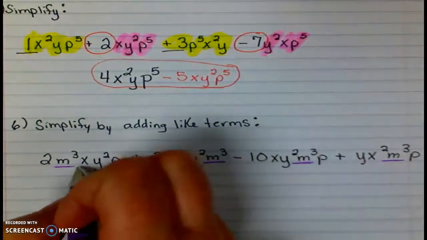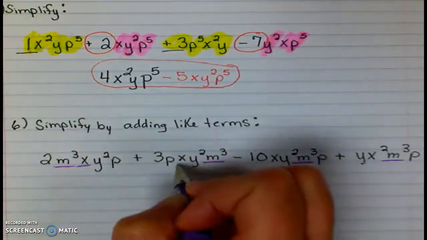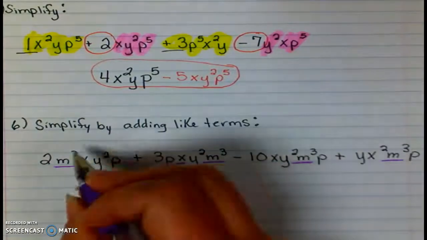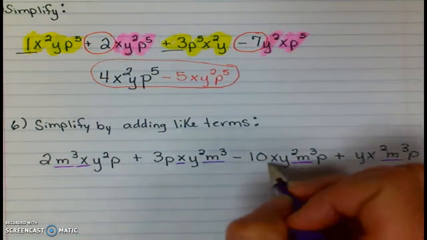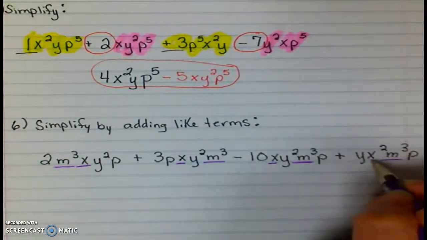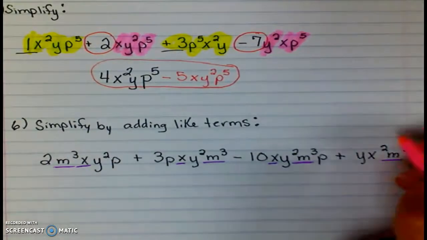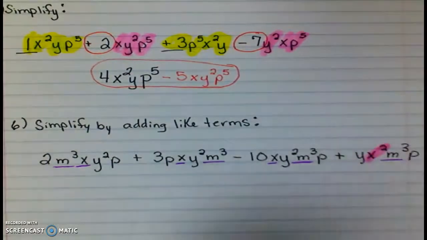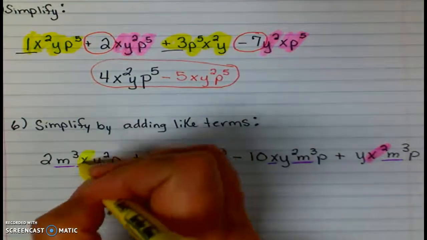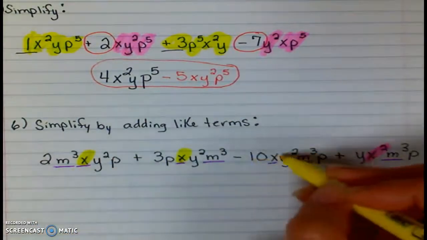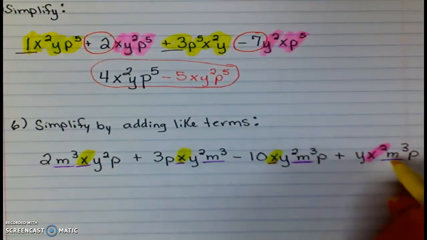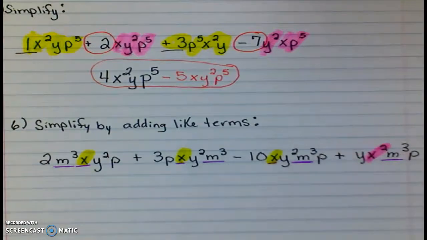If I look at the next variable, x to the 1st. X to the 1st, remember if there's no exponent there, it's understood to be 1. X to the 1st. Oh, x squared. This is different. Because this is an x squared and all of the others are x's, even though there's that m cubed, that means that this term is going to be a different term.